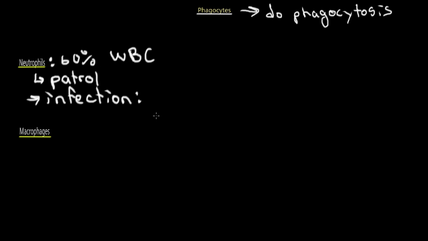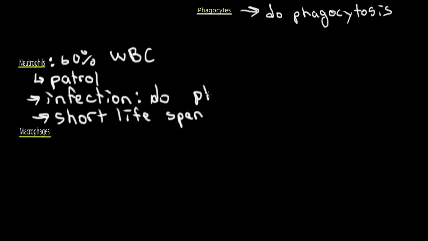And during this infection, plenty of neutrophils are going to be released in great numbers, and they're going to vigorously attack the pathogens that have entered the body. So they're very vicious. They kill rapidly. However, they have a very short lifespan. So these cells actually do the phagocytosis.